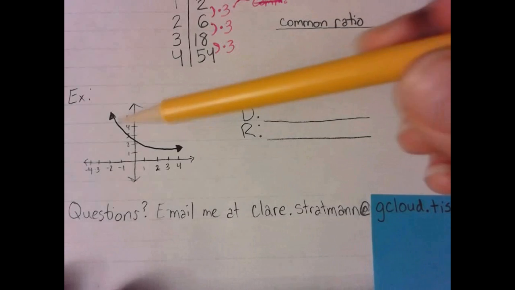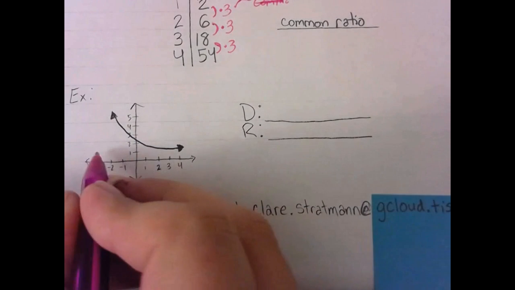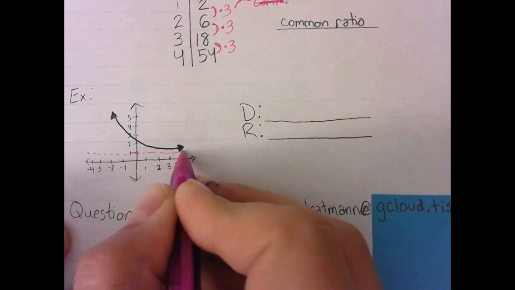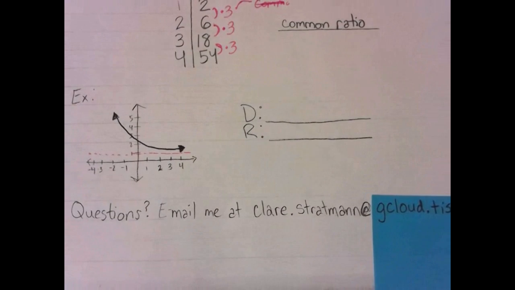All right, here's our example graph. Lovely, lovely graph. Something I want to point out is here's our line at y equals 1. Notice our graph gets really, really close to that, but never touches it. That'll come in handy in just a little bit.